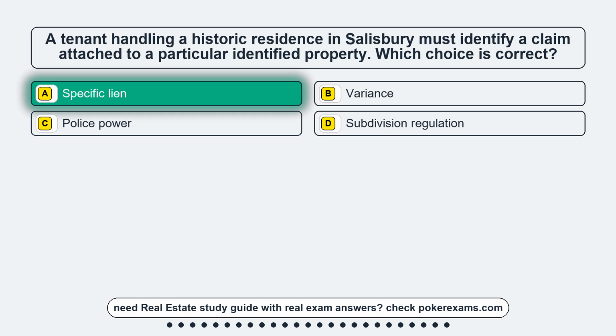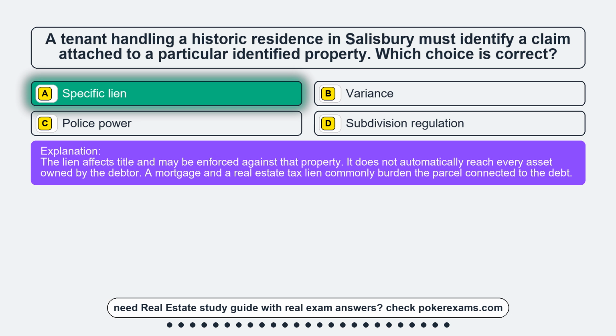Specific lien. The lien affects title and may be enforced against that property. It does not automatically reach every asset owned by the debtor. A mortgage and a real estate tax lien commonly burden the parcel connected to the debt.